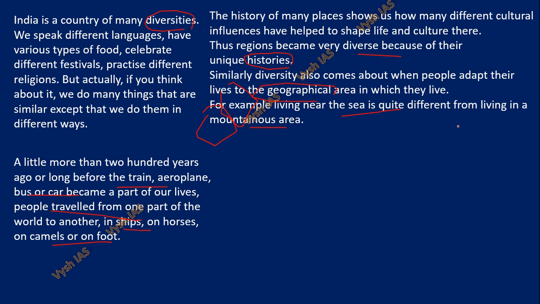This can directly come as a GS1 mains question. You will think, what is this very silly question? But UPSC actually asks it. Even in essay type questions, they will give you this: history and geography decide the diversity of a place, or play a major role in shaping diversity. Elaborate. So for 20 marks, 30 marks, they are expecting you to write.